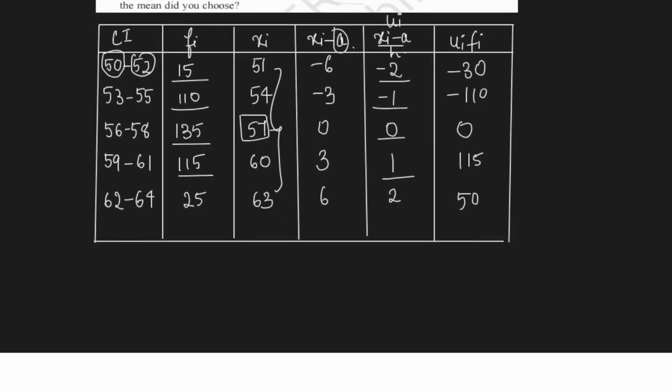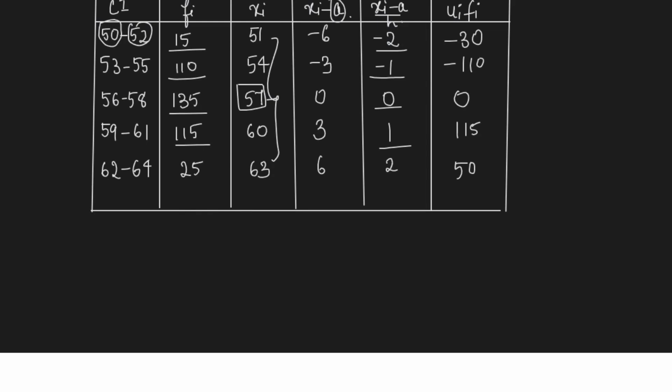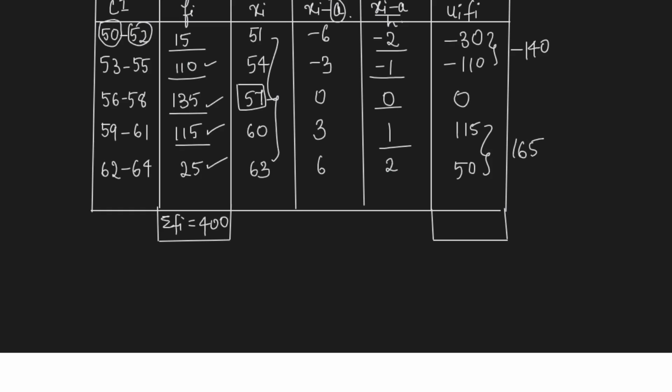Now it's time to add the fi's and ui fi's. So that means we are now finding sigma fi here. If you add all of this, that is 15 plus 110 plus 135 plus 115 plus 25, it will give us 400. And here there are negative and positive values. Just add the negative values. We get negative 140 for this, and this is positive 165. So negative 140 plus 165 will give us a positive 25. So this is nothing but sigma ui fi.